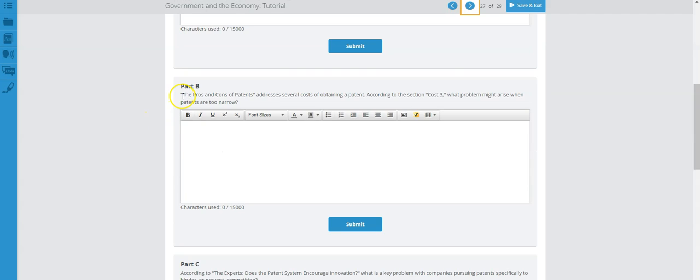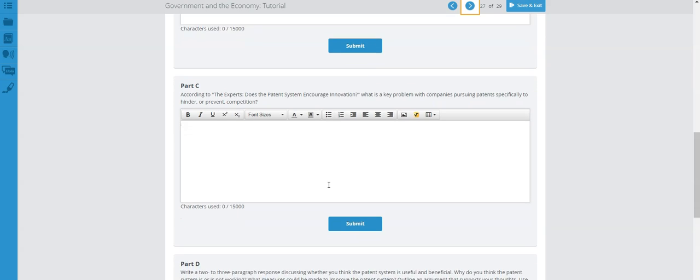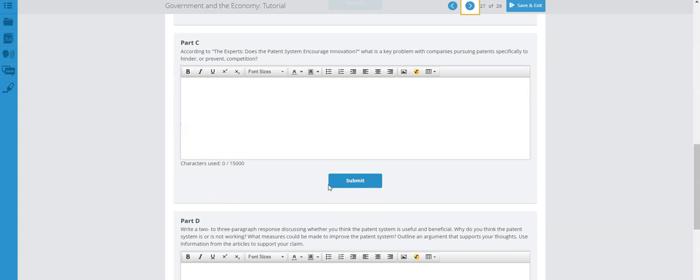Part B, the pros and cons of patents, addresses several costs of obtaining a patent. According to the section Cost 3, what problems might arise when patents are too narrow? Again, please make sure you go back to the article to answer this question, and you need a good solid paragraph here. Part C, according to the expert, does the patent system encourage innovation? What is a key problem with companies pursuing patents specifically to hinder or prevent competition?